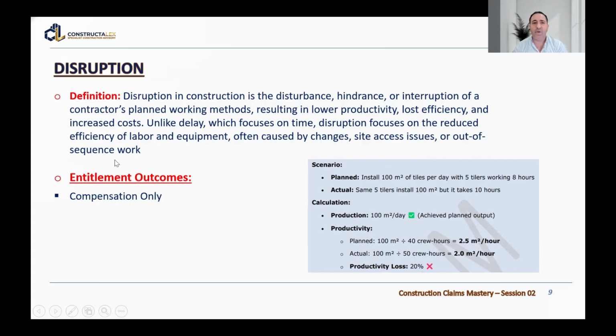So in disruption, when we have an event causing a disruption, the disruption will not cause an extension of time, will not extend the project completion date, because if the event extends the project completion date, it's simply a delay claim. So this event is a cause for a delay claim. But when I have an event that impacts productivity without impacting the project completion date, and this productivity impact causes extra costs for the contractor, this is the disruption claim.